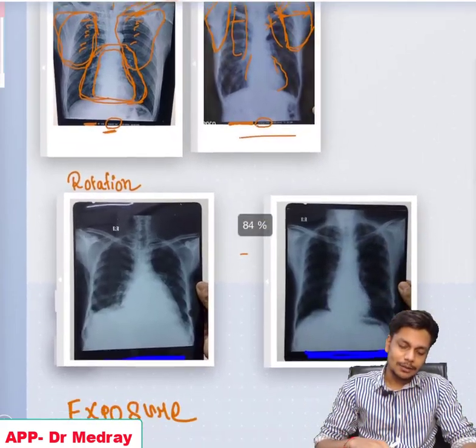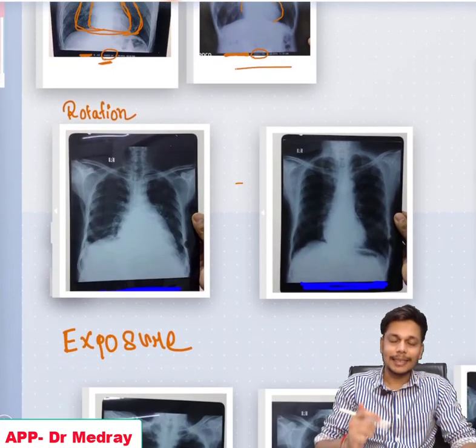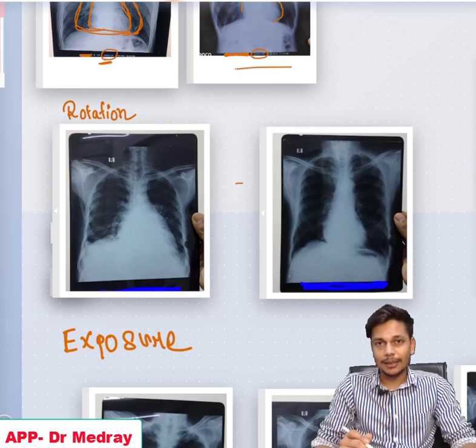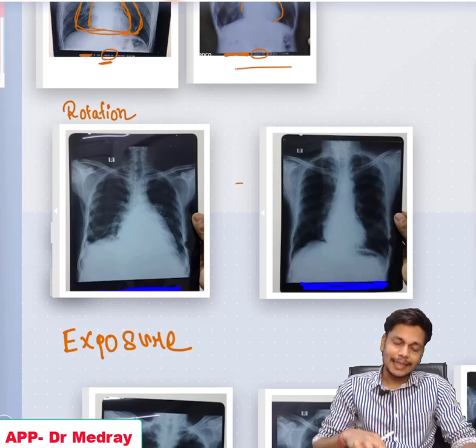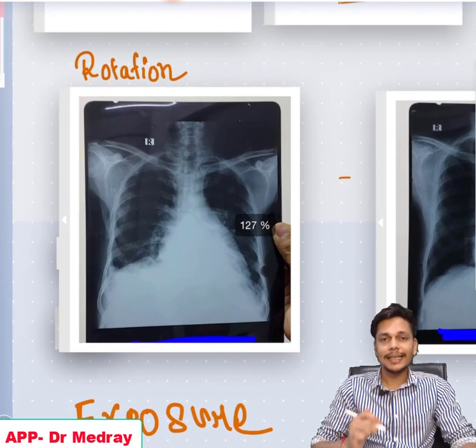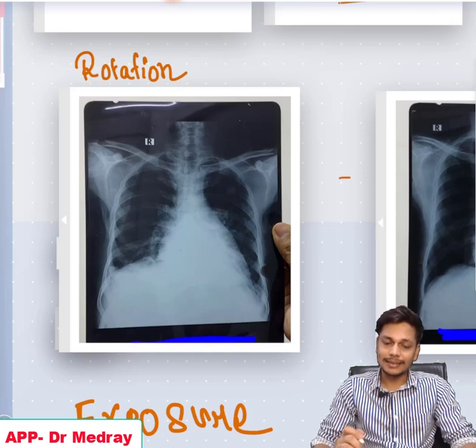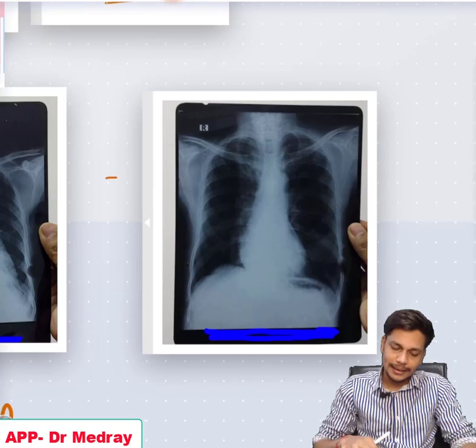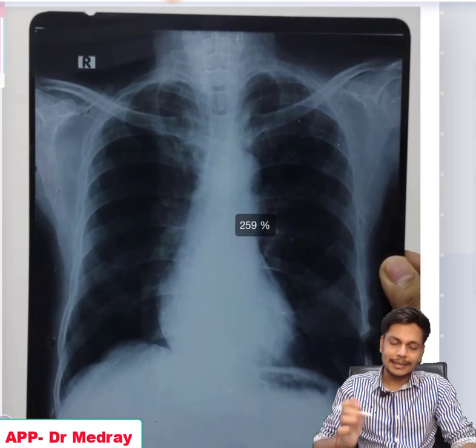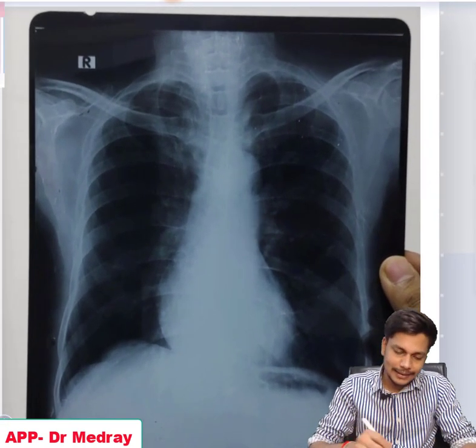Then you come to the rotation of the X-ray. You say that this is a skiagram showing the posterior anterior view of the chest, and the X-ray is a well-centered X-ray. How will you know that the X-ray is well centered? What are the things you are going to look for to say that the X-ray is well centered?